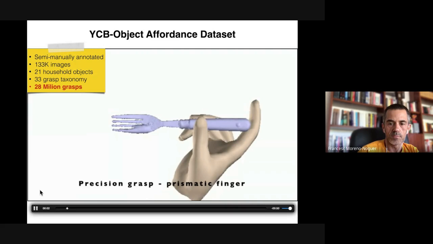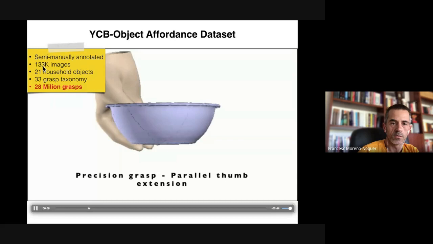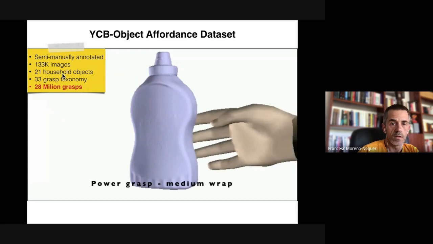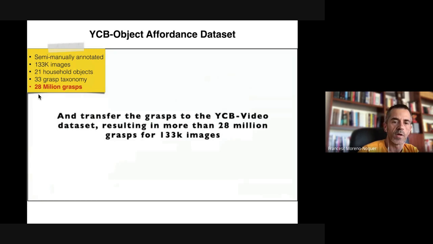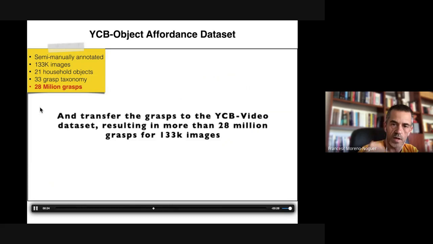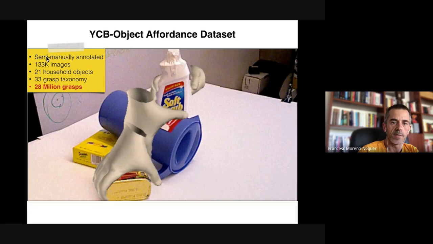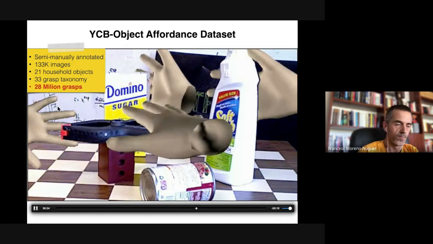This was done semi-manually, so we annotated 133,000 images of 21 objects with this 33-grasp taxonomy, and at the end we had like 28 million different grasps. Of course, we didn't have to do this manually for every type of grasp, but we designed a semi-automatic method so that this could actually be created in less than a week. All right, and this is an example of the dataset.